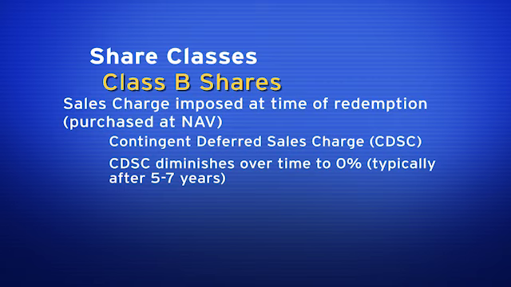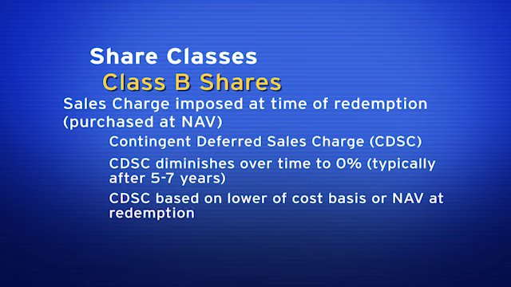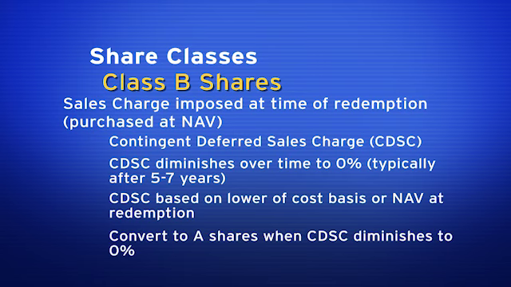So the longer I hold the shares, the less sales charge I will pay, and eventually that back-end load diminishes to zero. Now, the back-end load, that CDSC, is based on the lower of cost basis or net asset value at redemption. And once that back-end load diminishes to zero, Class B shares convert to Class A shares.